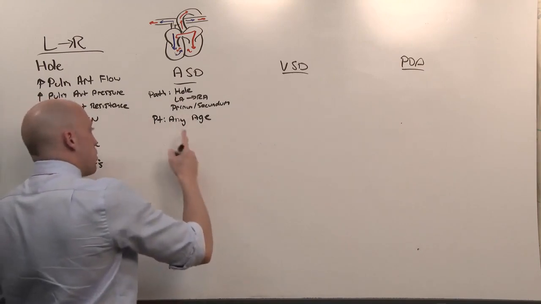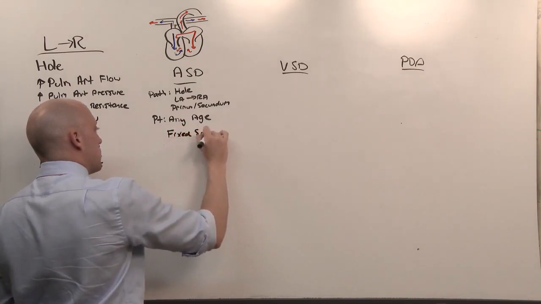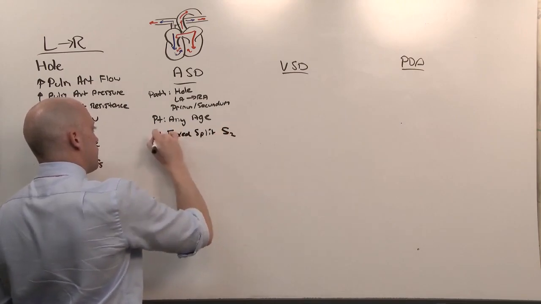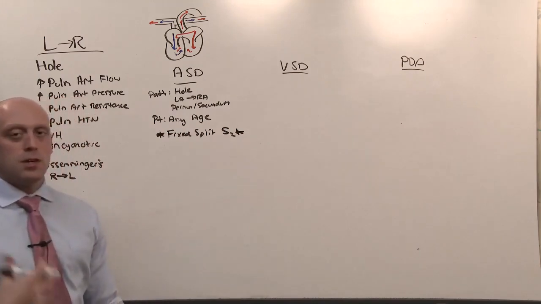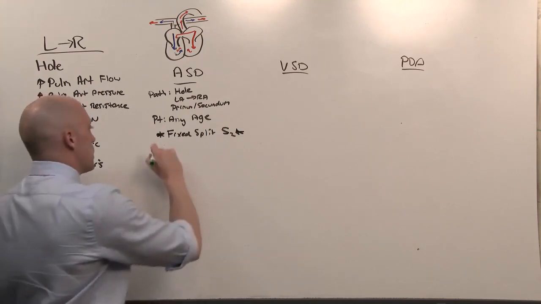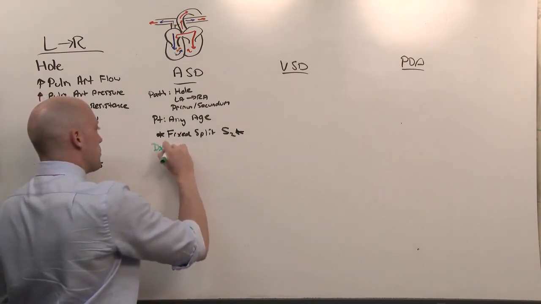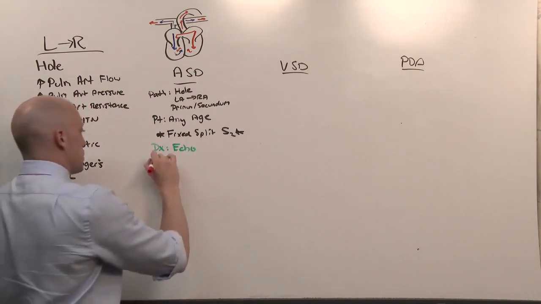The thing that's going to tip you off for the test is a fixed split S2. The fixed split S2 is the thing that tells you it's an atrial septal defect. As we've discussed, the diagnosis is made with an echocardiogram, and the treatment is going to be closing the hole.